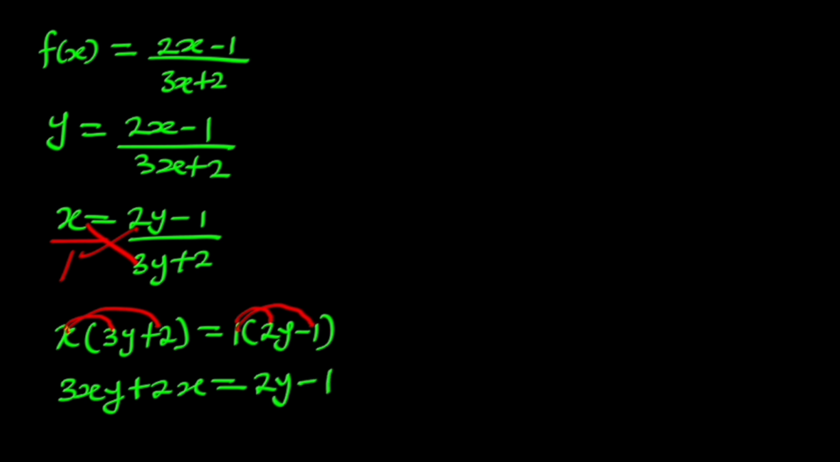Going further, we take 2y to the left side and 2x to the right. Since 2y is positive, going to the left side will make it negative. And also 2x going to the right will be negative since it is positive. So that we have 3xy minus 2y equals minus 2x minus 1.